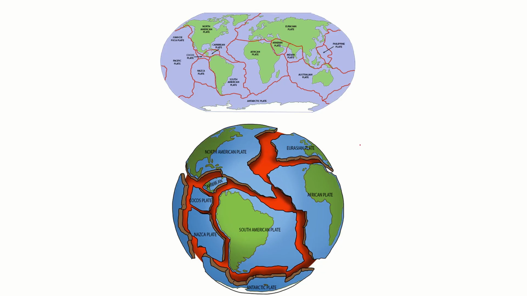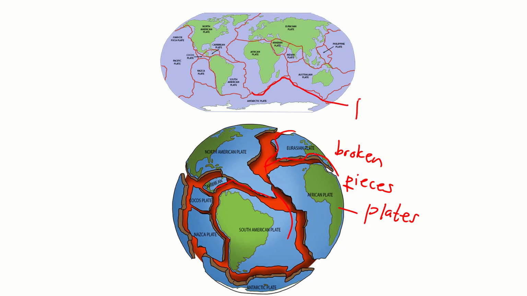So first off, we learned in a previous module that the earth is actually broken into pieces, and these pieces have a name. These pieces that it's broken into are called plates. All along these edges of the plates where they come together, over here we can see these red lines, these have a name as well. We call them the plate boundaries.